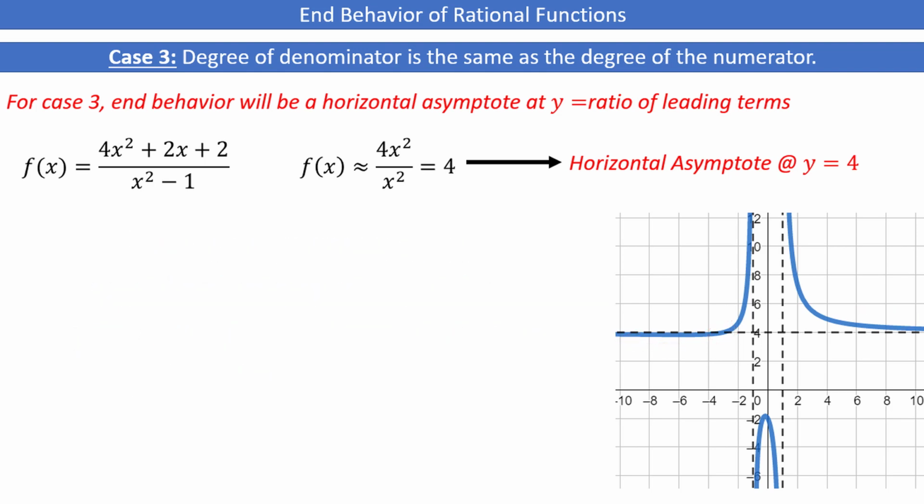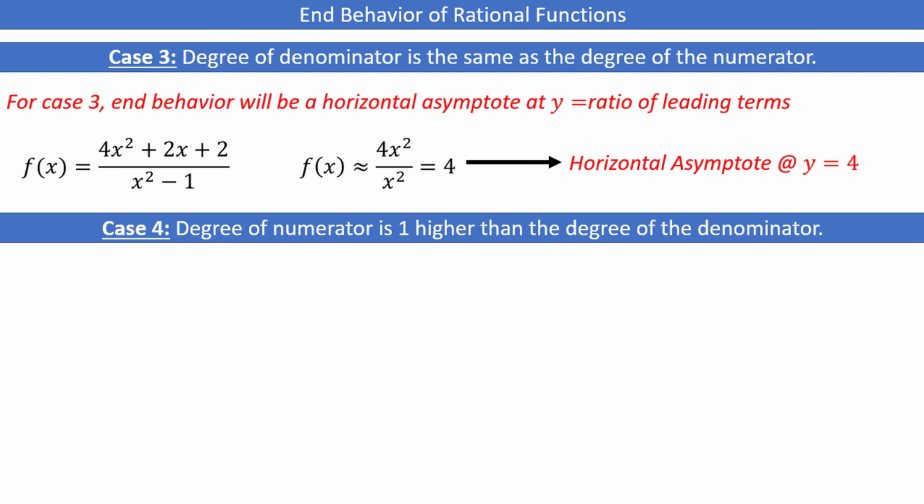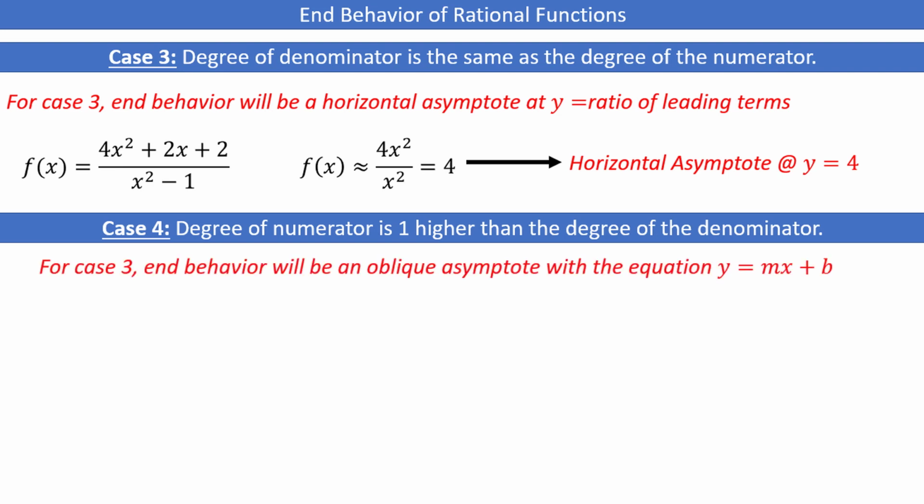The final case is when the degree of the numerator is 1 higher than the degree of the denominator. This case could have technically been lumped in with the end behavior of polynomials case, but it is usually thought of separately. If the degree of the numerator is 1 higher than the degree of the denominator, then there is what is called an oblique asymptote, or sometimes called a slant asymptote. This is when the function approaches a straight line with the equation y equals mx plus b, as x approaches infinity or negative infinity. To find the equation of the line that the graph will approach, you have to do polynomial long division.